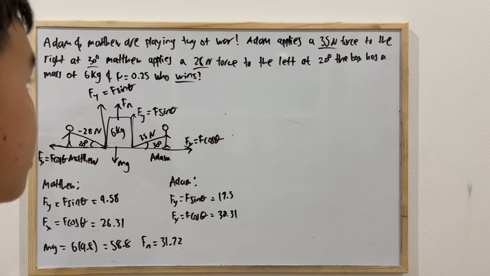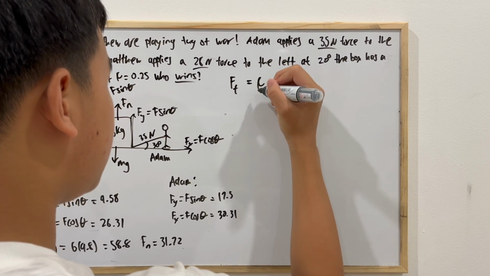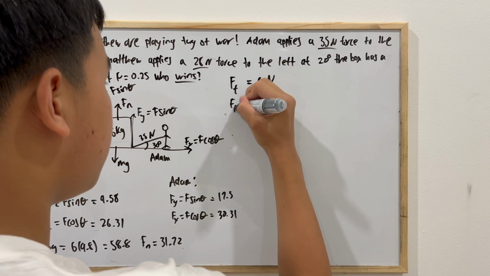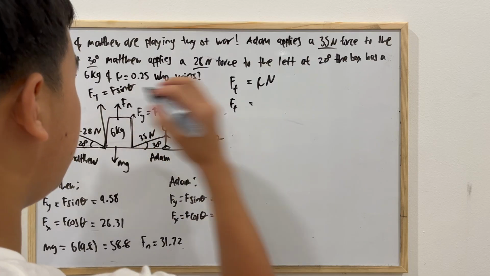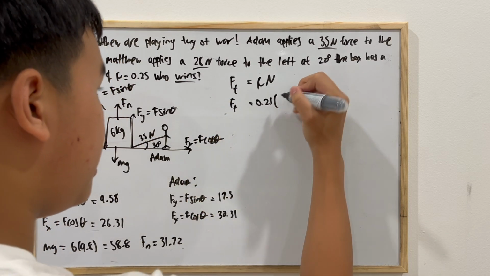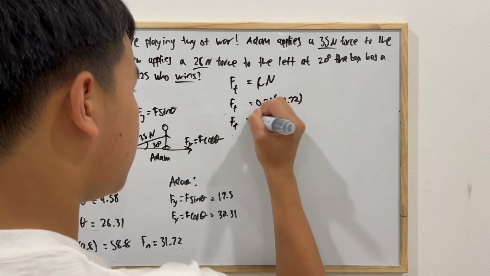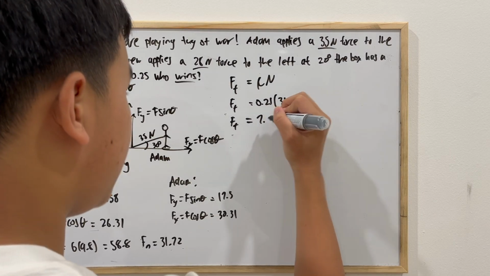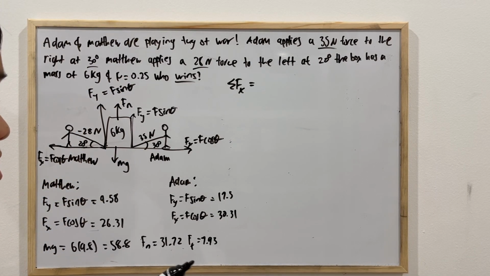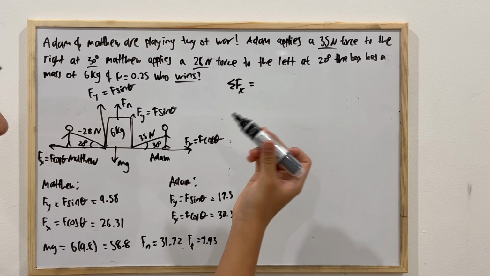Now that you have the normal force, let's find the force of friction, which is the same thing, just the friction coefficient times the normal force. So the friction coefficient is 0.25, and the normal force, which is shared between these two, is 31.72, which means our friction force is 7.93.